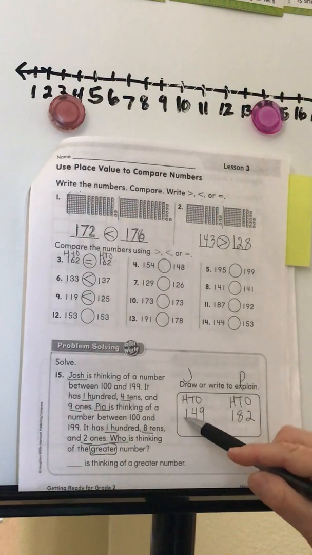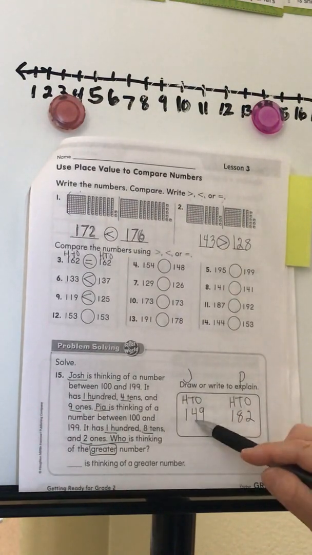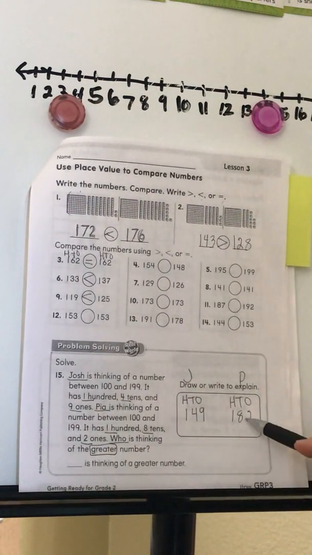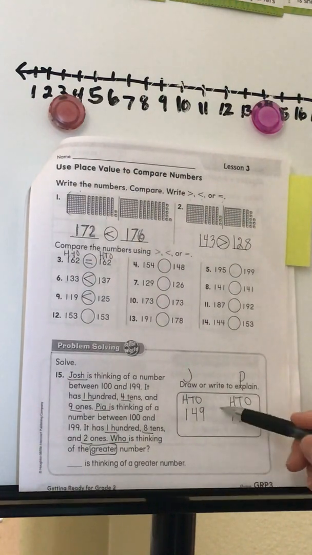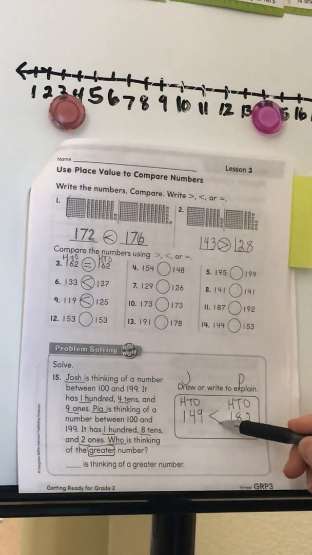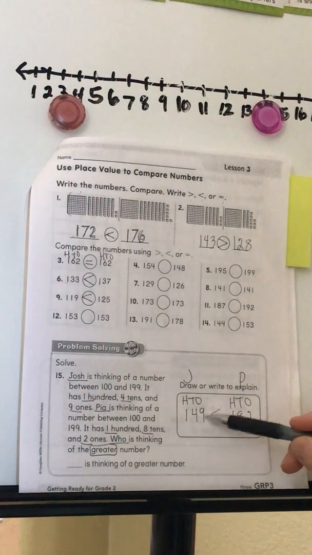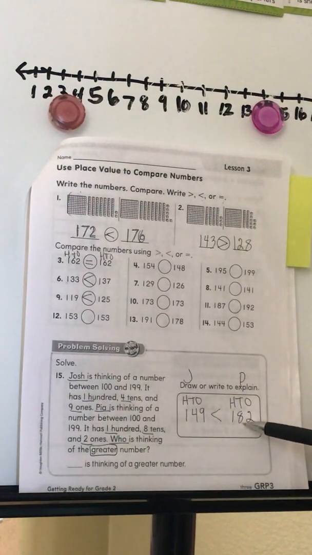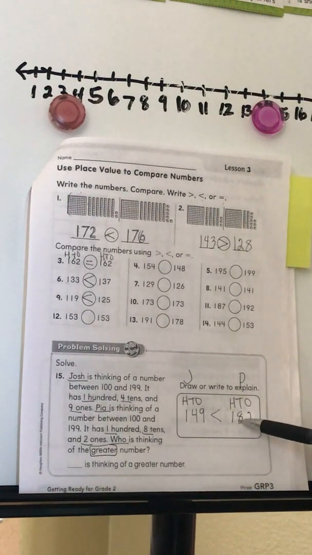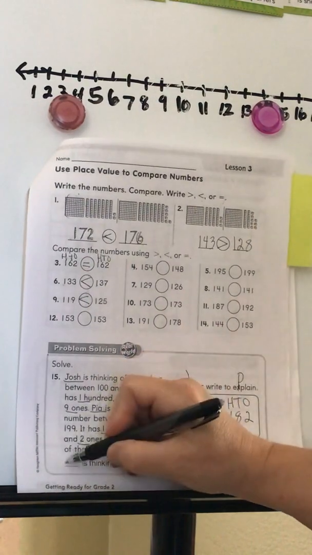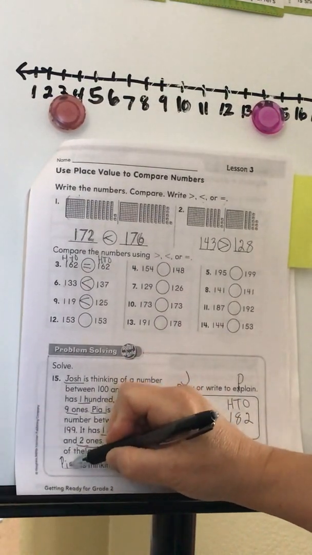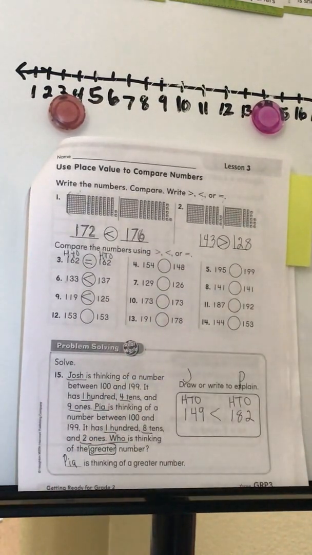Okay, so let's look at their hundreds. They are the same. The tens. Josh has 4 tens and Pia has 8 tens. Is 4 greater or is 8 greater? 8 is greater. So that means 149 is less than 182. 182 is greater because the big open part goes to the big number. So that means that Pia has the greater number. So I write her name right here. Make sure you write her name with a capital.